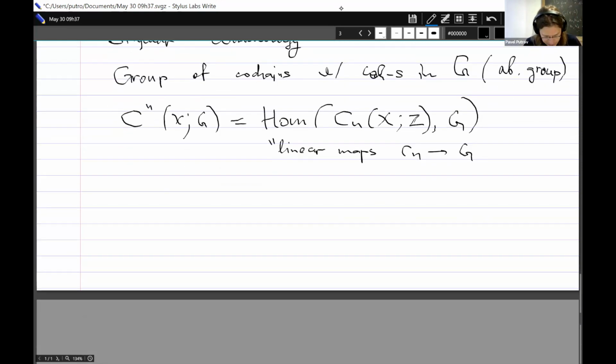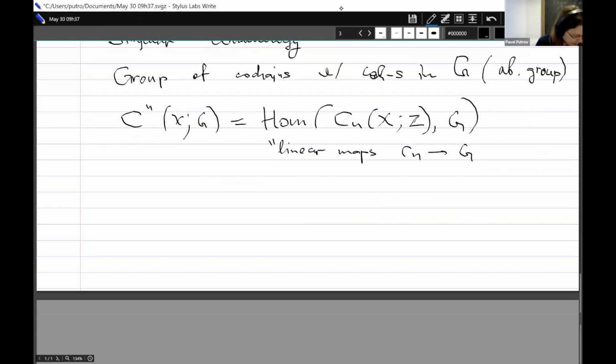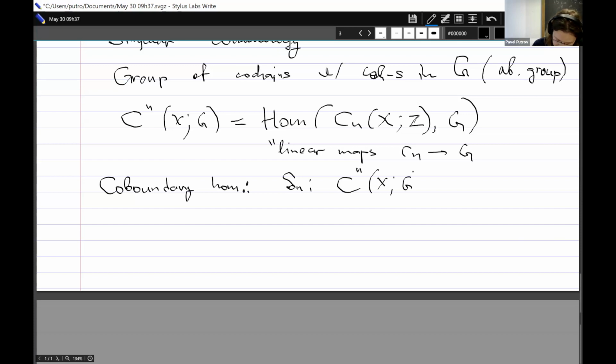And then we define an analog of the boundary homomorphism, which will be a coboundary here, denoted by delta n, and it will be a map from Cn of X to Cn plus 1 of X. So unlike for homology, where we had a map from n chains to n minus 1 chains, here it's mapped from n cochains to n plus 1 cochains. And the definition is the following.